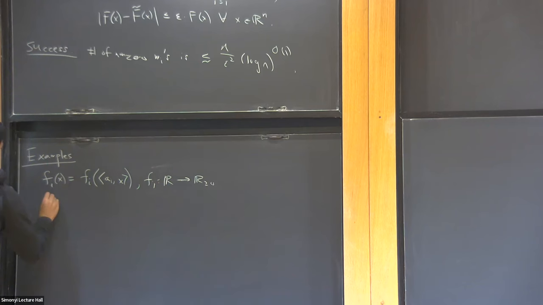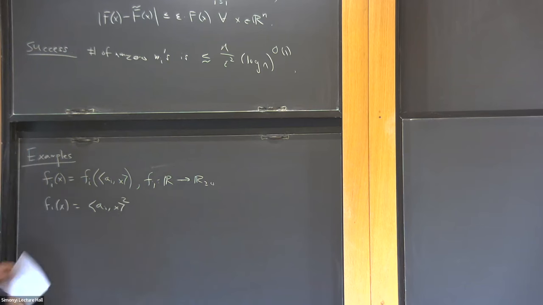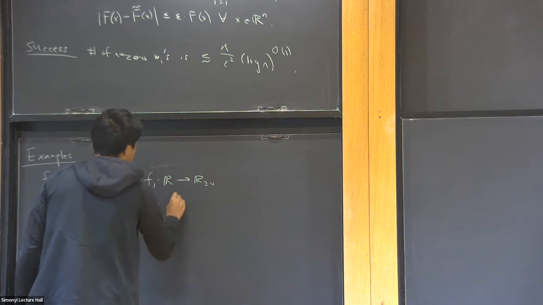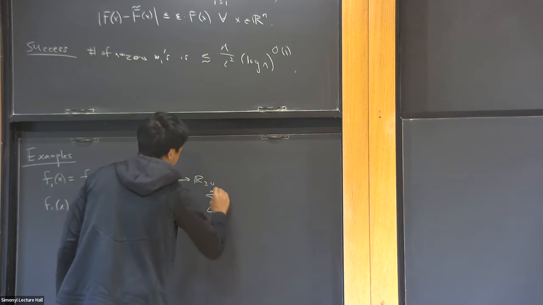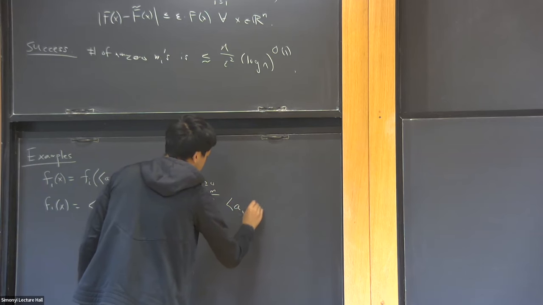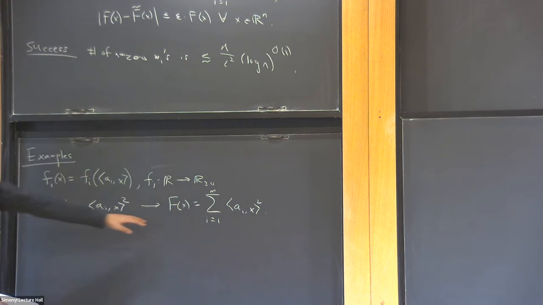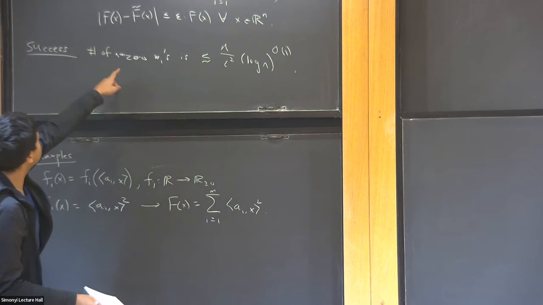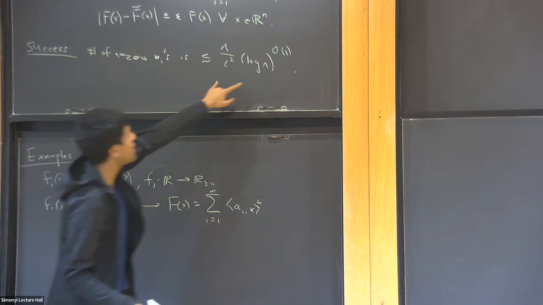For example, fi of x is ai dot x squared, where ai is some vector in Rn. So just to write it out again, here you would have f of x be the sum of ai dot x squared. And now you can ask, well, if I want to sparsify this down to that, then why is this number the right thing?